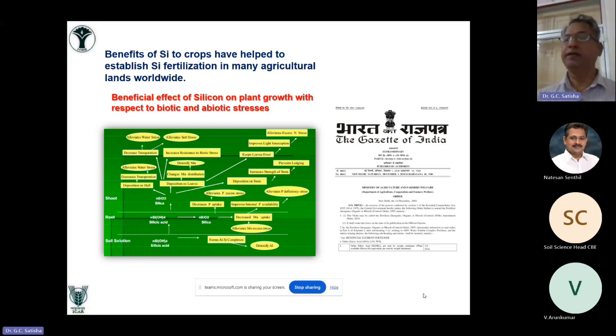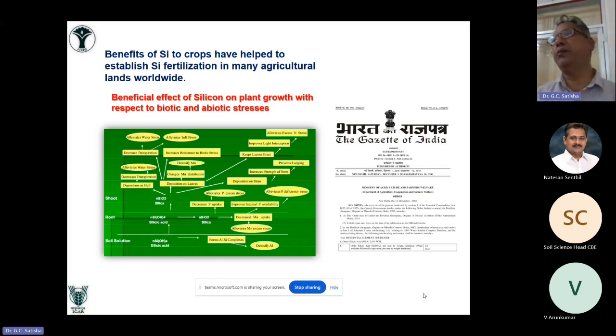Another area is deposition in the stem, which increases the strength and rigidity of the plant system. That is helpful in the plant system. Especially in certain crops like rice, it prevents lodging, and in cases of low temperature and other abiotic stresses, especially phosphorus nutrition, silica plays a significant role.